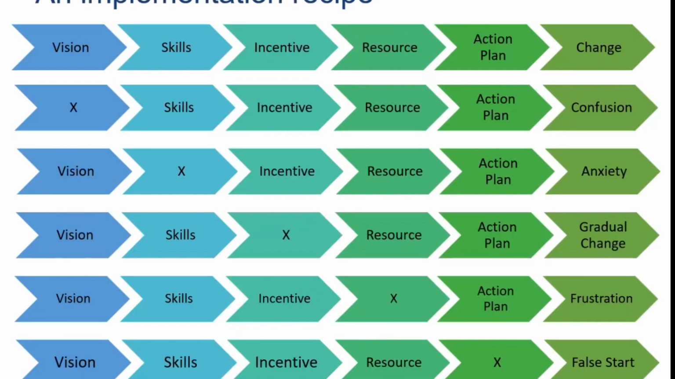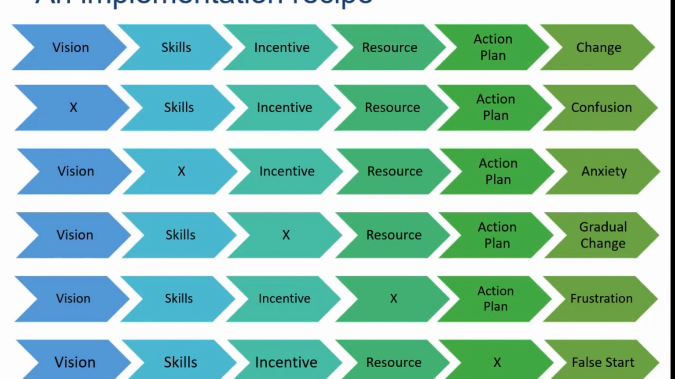Or this is a different way of thinking about it. This image shows you what happens if you forget to add one of the key components or don't do something, and how it can affect your change strategy. So the top line is what we want to do, but every other line tells you what happens if you forget something. So the ideal way is to have a vision, to have the skills to enact that vision, for there to be an incentive to change, to have the resources to enable that change, to have a clear action plan and to deliver that change.